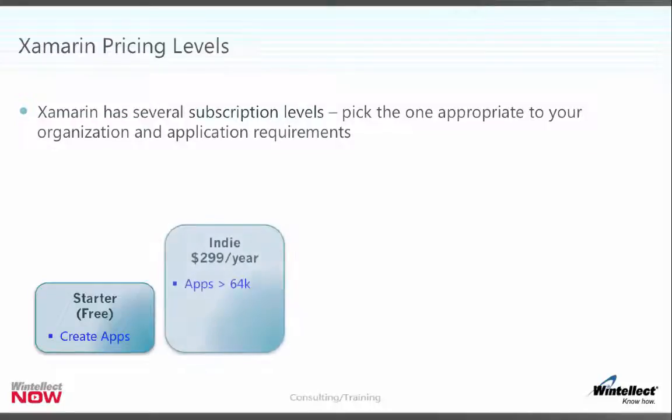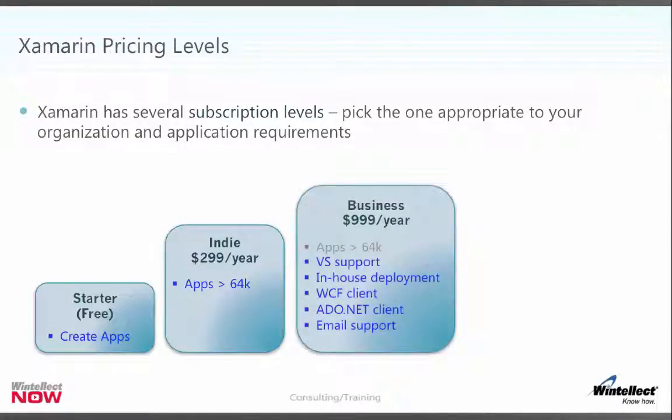The Indie edition, for $299 a year, removes the 64K size limit and the custom binding limitation. The Business edition is likely what you'll want if you're part of a company. This is $999 a year and it's geared towards organizations and adds support for Visual Studio, so you can use the IDE that you already know to build your Android application.